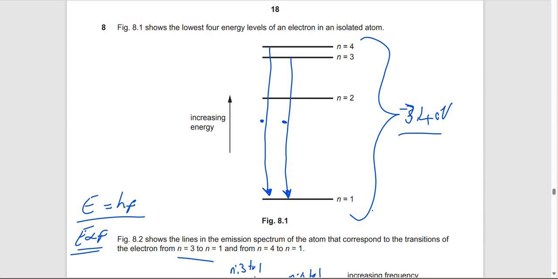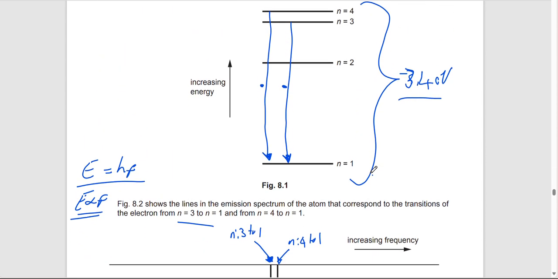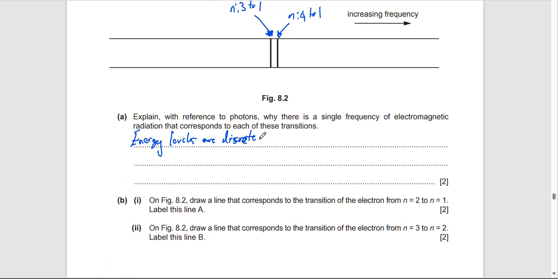Perhaps do you understand the difference between discrete and continuous values? You can just search it up on the internet. It will explain to you clearly what the difference is. So energy levels are discrete.